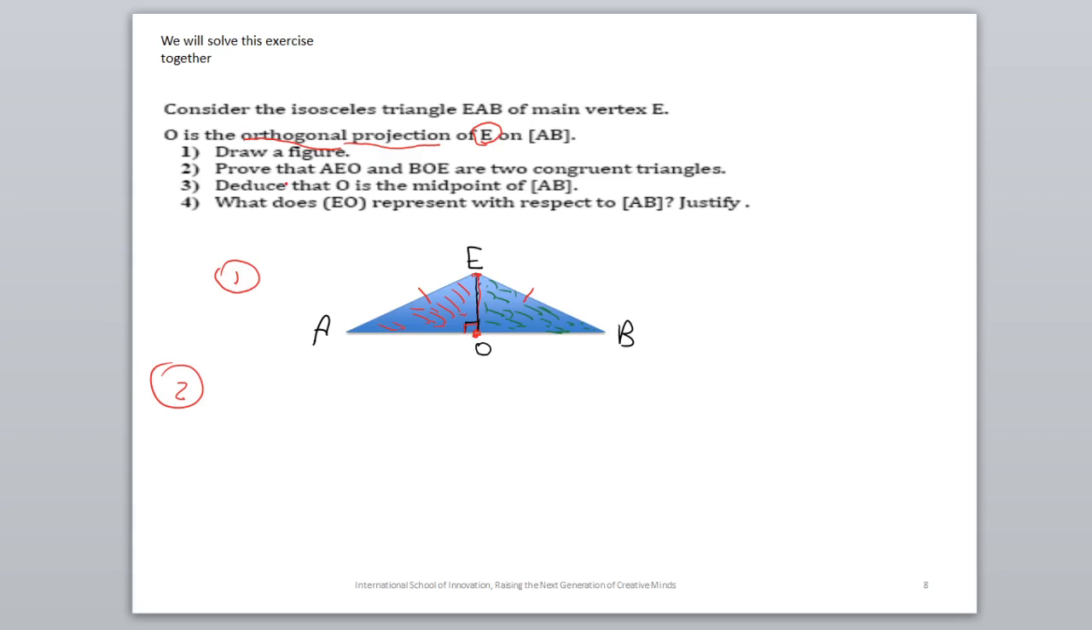Okay, so I'm with you. I want you now to prove that AEO, the red one, and BOE, the green one, are congruent triangles using the methods that we have taken in this lesson.